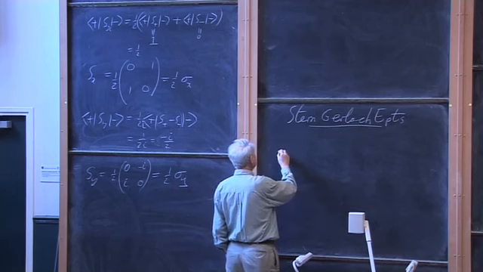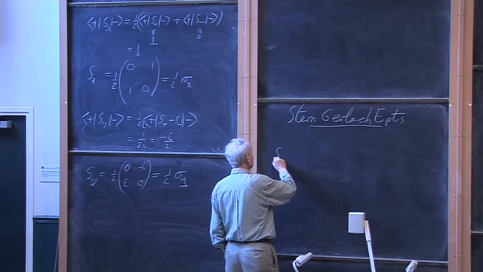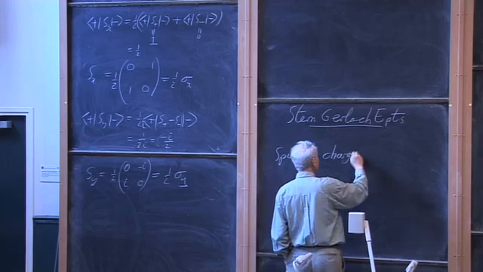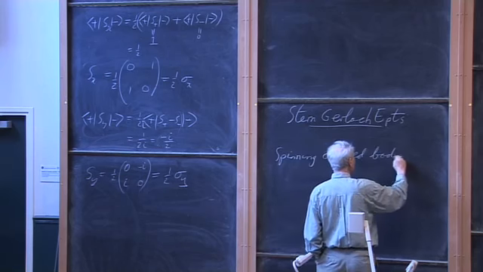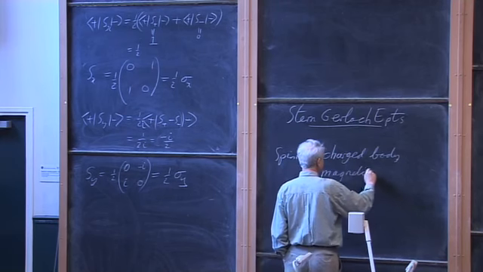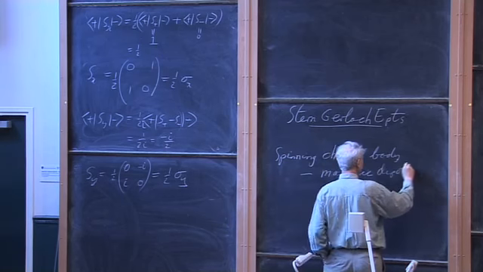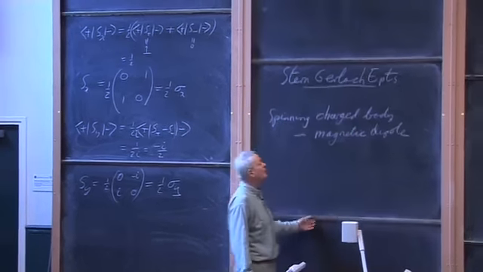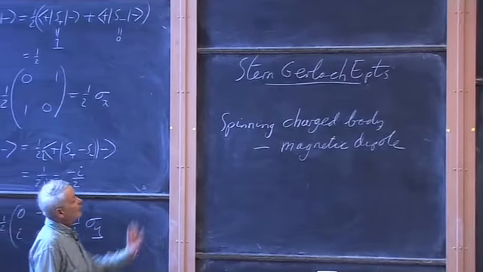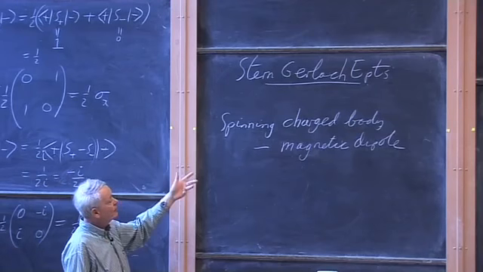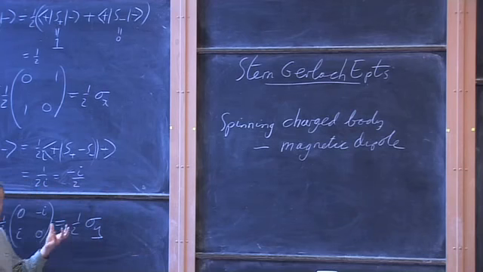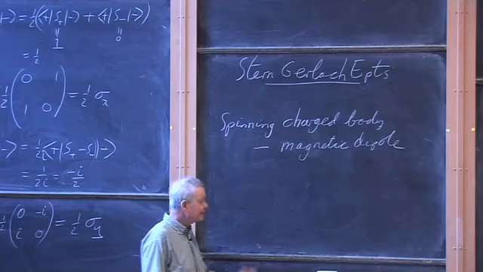Okay. So the point is that a spinning charged body is a magnetic dipole. I think that's kind of plausible, so that electrons, neutrons, protons, being spinning charged bodies, have little magnetic moments. They are little magnets.